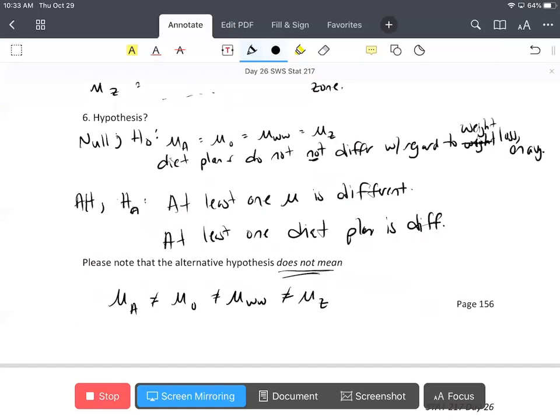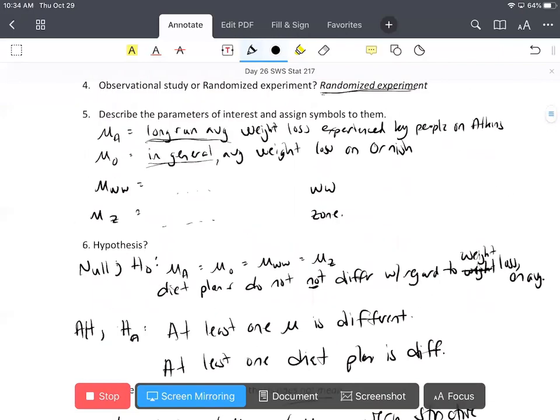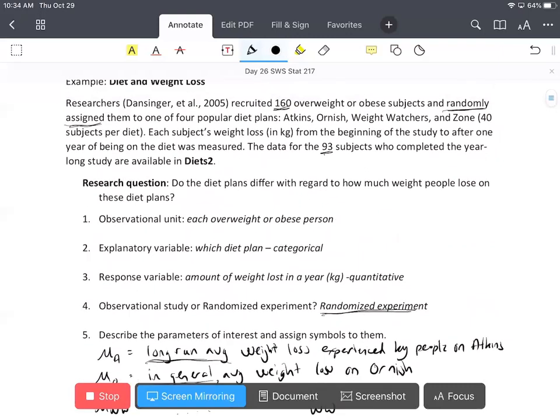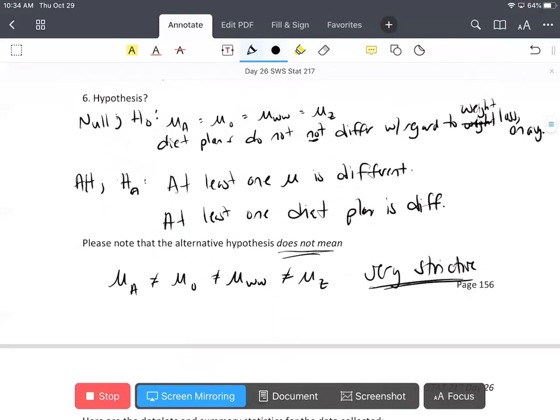Where they're all different from each other, that is extremely restrictive, all right? This is very, very restrictive. This would be a very, very specific study. It would be worded entirely different. We're just asking, are they different? Is there a difference? So going back up, do the diet plans differ with regard to how much weight loss? It's not saying, is each plan different from every other plan that we're studying? That would be worded much more restrictively. This is just saying in general, is there some difference? Okay, so you do not want to do this.